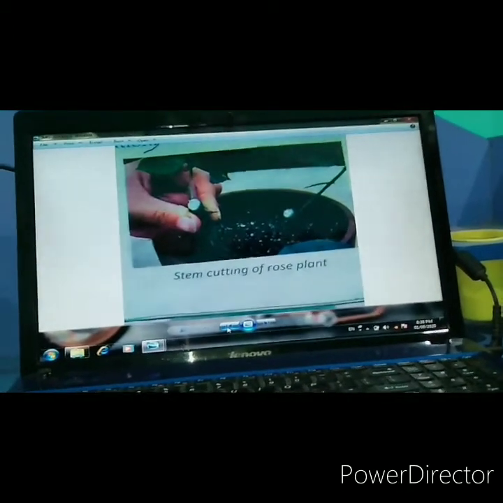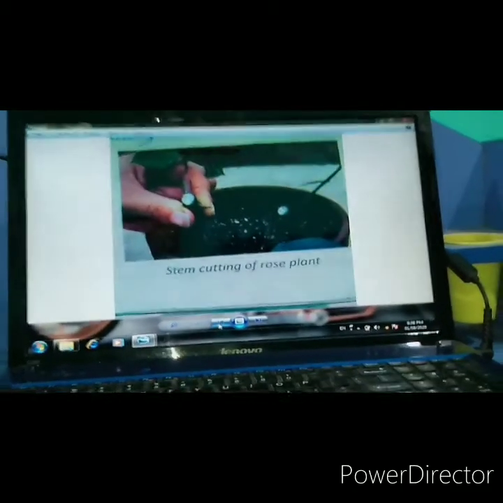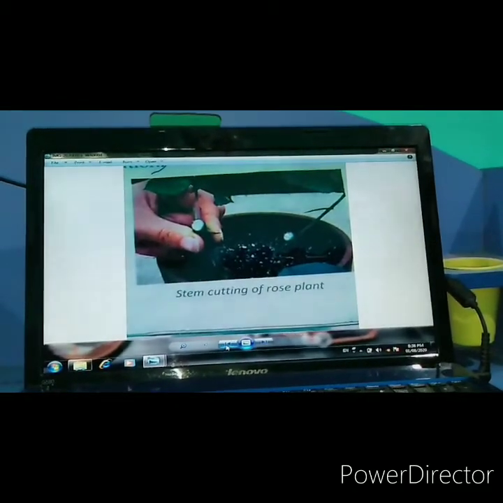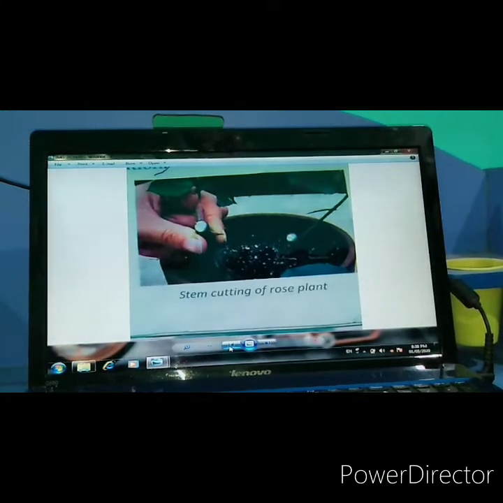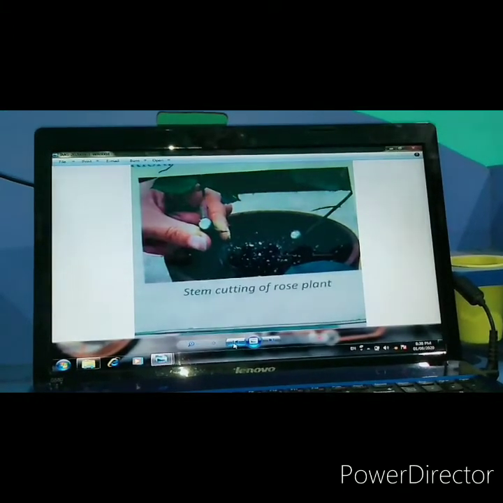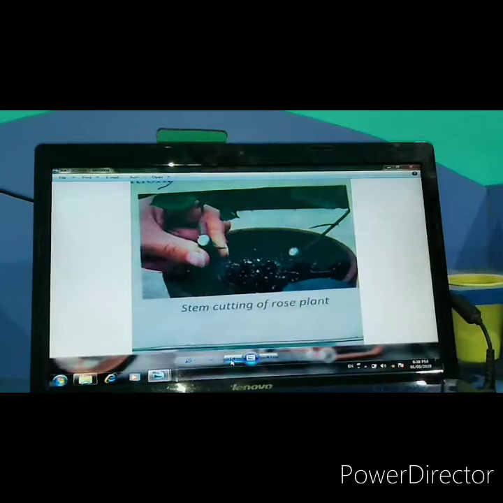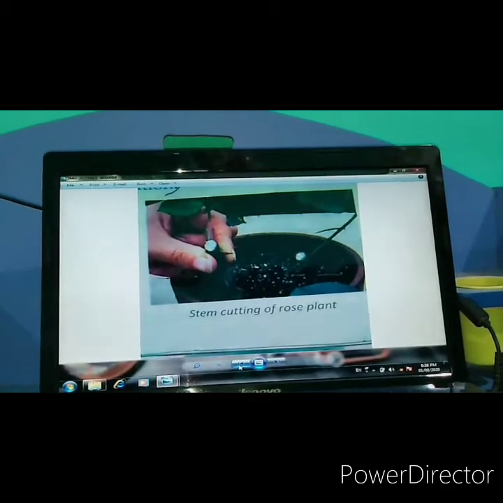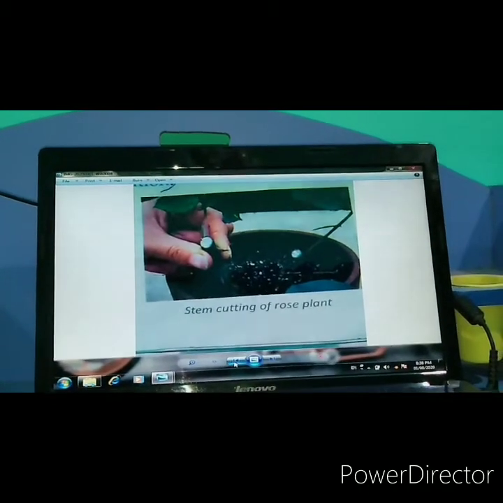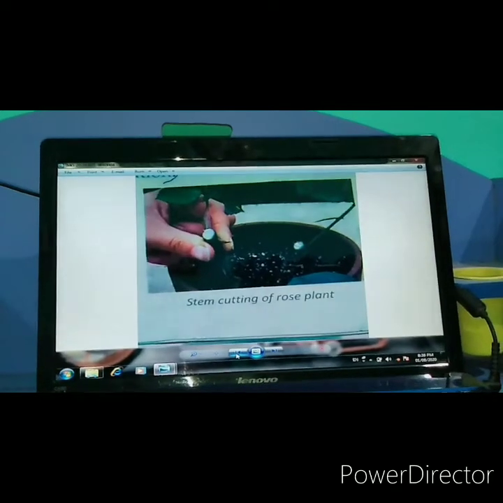Dear children, potato and ginger are forms of the stem itself. The food storage of that plant takes place in the stem. So potato and ginger are nothing but stem parts.